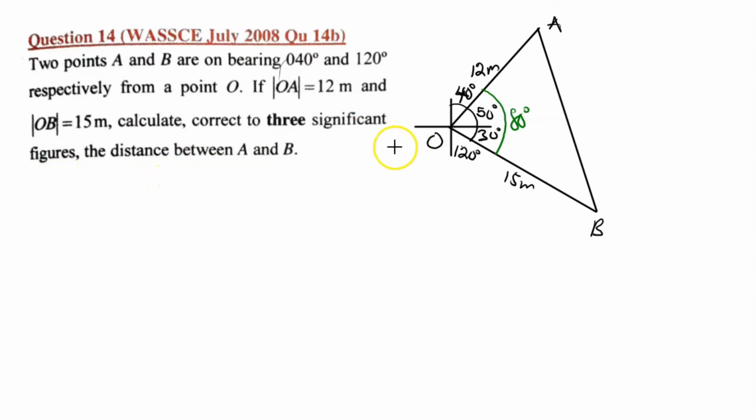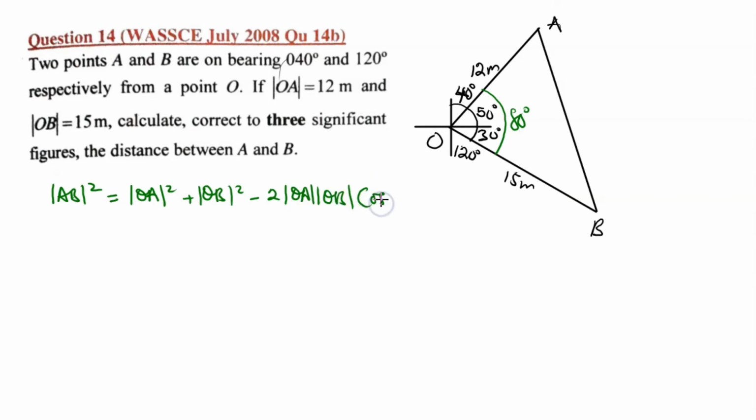So to quote the cosine rule for our shape here, we can say that the length of AB all squared must be equal to the length of OA all squared plus the length of OB all squared minus 2 times the length of OA times the length of OB, then cos of the angle, and the angle is AOB.